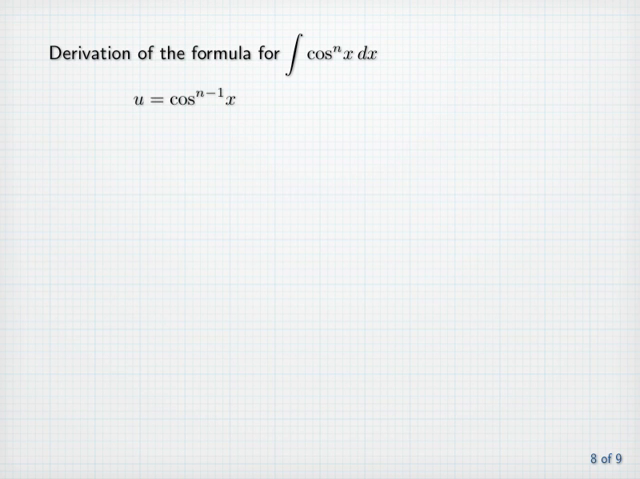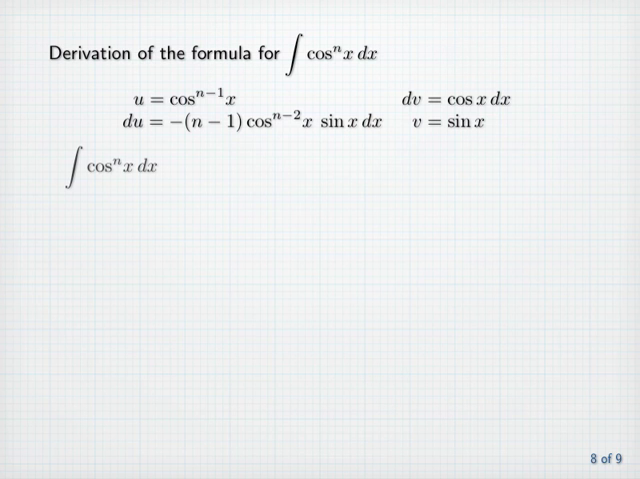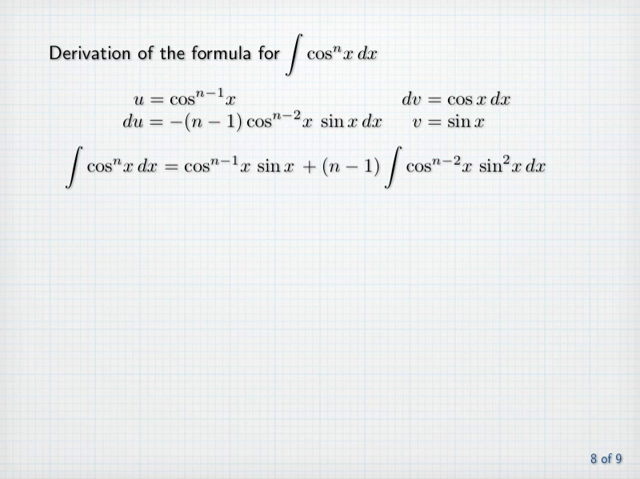We do this by integration by parts. Let's let u equal the n minus 1 power of cosine x, leaving dv to be cosine x dx. Then du is equal to minus n minus 1 times the n minus 2 power of cosine x times sine x dx by the chain rule. Now we integrate dv to get v equal to sine x. So integration by parts says that that integral is equal to u times v, or the n minus first power of cosine x times sine x, minus n minus 1 times the integral of the n minus 2 power of cosine x times the square of sine x dx.